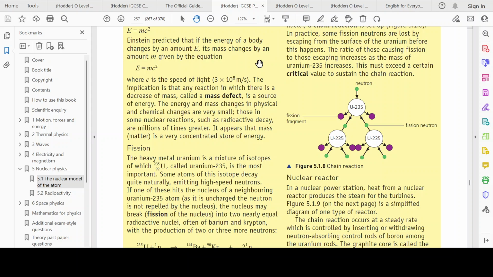What do you mean by critical number? You mean you need to have a certain number of neutrons hitting the uranium 235 atoms and then causing more neutrons to be released. You need to have a certain number of that happening for the chain reaction to occur, which means it's just expanding one after the other. If there isn't enough, a neutron might hit a uranium atom here and there, but it's not going to cause a chain reaction.